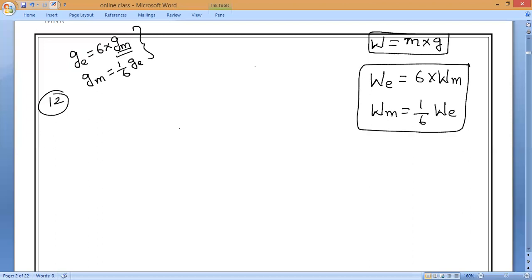Is it yes or no? I want the response from everyone. Yes, Harisaras, Gokul, Kaushik. Yes, sir. Yes, sir. Yes, sir. Gravity relation as well as weight relation.